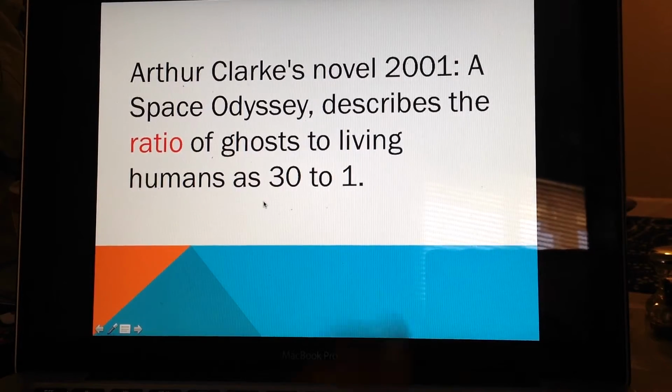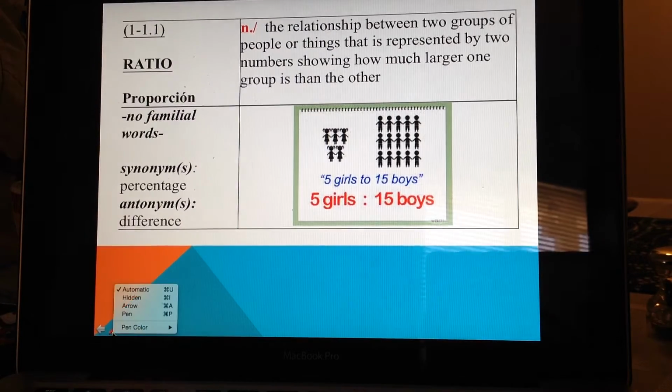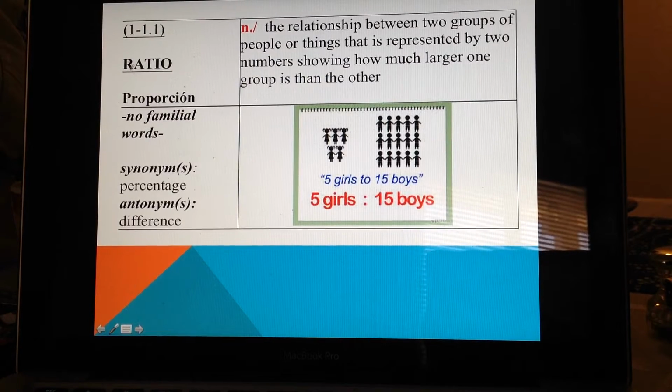Ratio. Let's move on. So we got the word up here, and it's ratio. Let's check how many syllables it has. Ratio has 2 syllables. Ray and show. Together goes ratio. Ratio. Ratio. In Spanish, it means proporción.